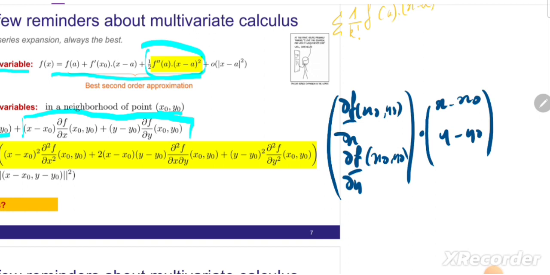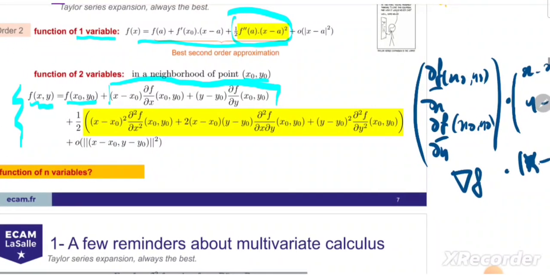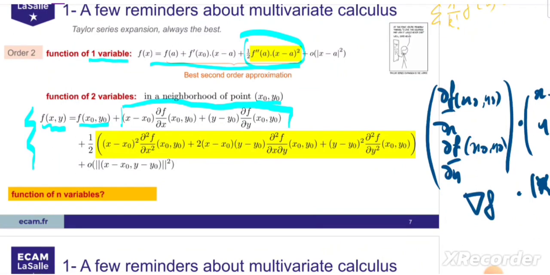So this is the gradient of f at x0, y0 times x, y minus x0, y0. Okay, so maybe that could be a notation, maybe not the best one, but all right, so this is what you have here. And we've got a second order term where, similarly to what's happening in one dimension, one variable, you're going to have 1 over 2 of your second derivative times the square of the displacement.